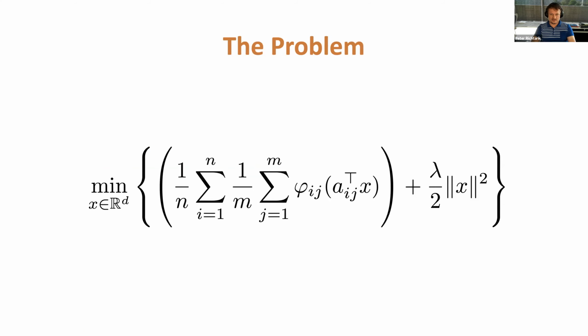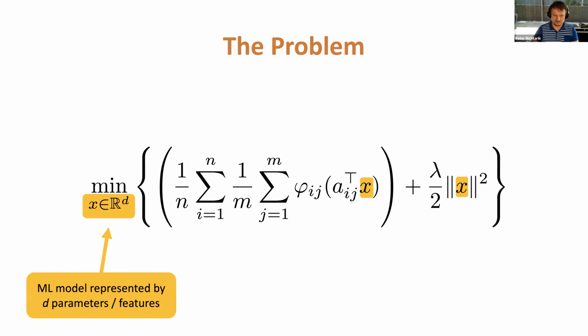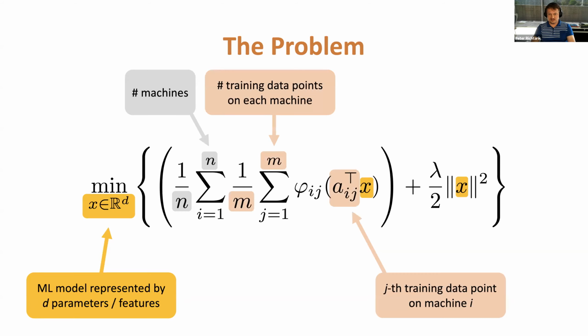All right, so here's the problem description. We have this complicated looking problem, but let me break this down. We want to train one model, which we call X. This is a vector in d dimensions. And this vector parameterizes some statistical model represented by d features or weights in a neural network or something like this. So that's what we want to train, and it appears in these two places. We have n machines. So this is a distributed or federated setup, so n will be large. And each machine contains m data points.